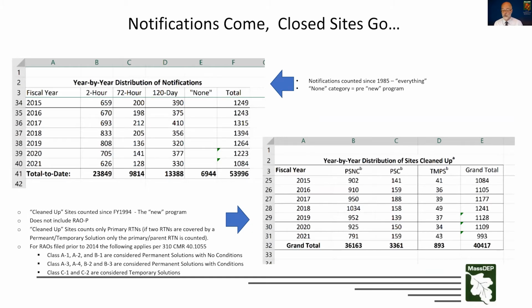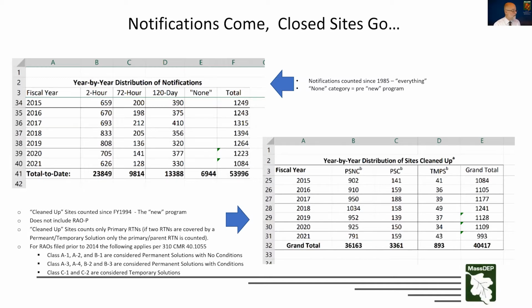Notifications come, sites go, and we have the running tally. Notifications, we count everything since 1985, and we've had almost 54,000 notifications come in since then, since the beginning of the program. The data is all there. You can look at and count how many came in since the new program in fiscal year 1994. For the closures, we are counting numbers from the time of the new program, since we had RAOs and now permanent and temporary solutions. So there's a little bit of a discrepancy there, notifications versus cleanups, but over 40,000 sites cleaned up over the years.